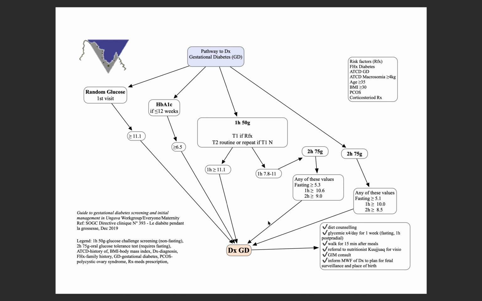Quick review of how to diagnose gestational diabetes. So, diabetes developing in pregnancy. I find it incredibly confusing. There's multiple pathways to get to a diagnosis. And so we just laid it out here in this kind of flow diagram.